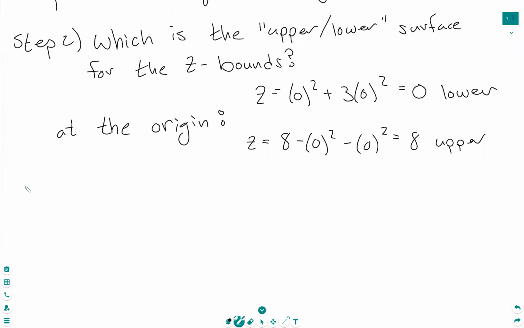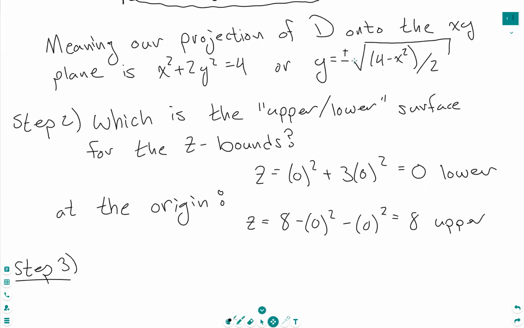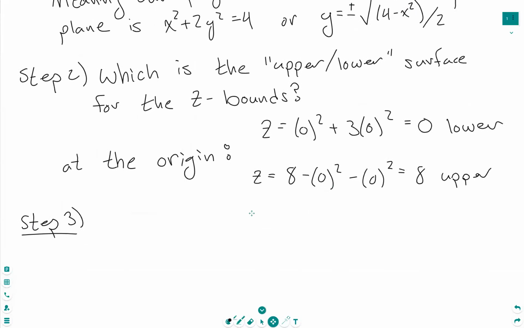Okay, so step 3. We need to figure out the y bounds, or we could do x bounds or y bounds dependent on how you want to look at the shadow. It is an ellipse. In this case, I'm going to look for, because I've already solved, y is equal to plus or minus the square root of 4 minus x squared over 2. I can use the upper, the plus, and the lower one, the minus, as my y bounds here.